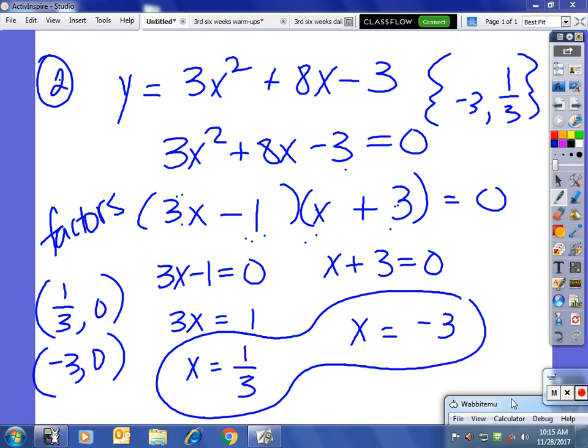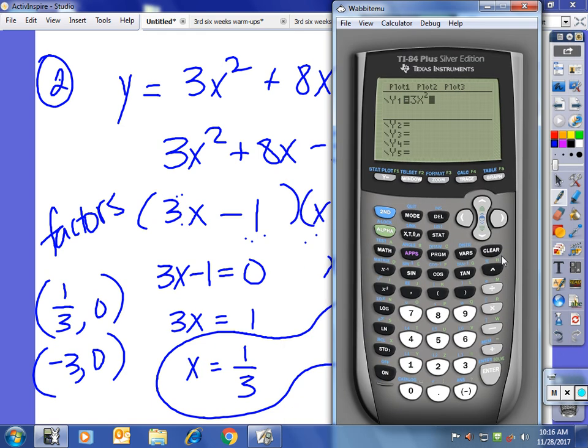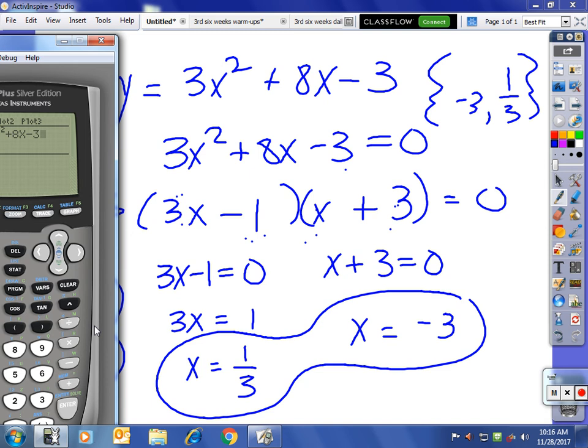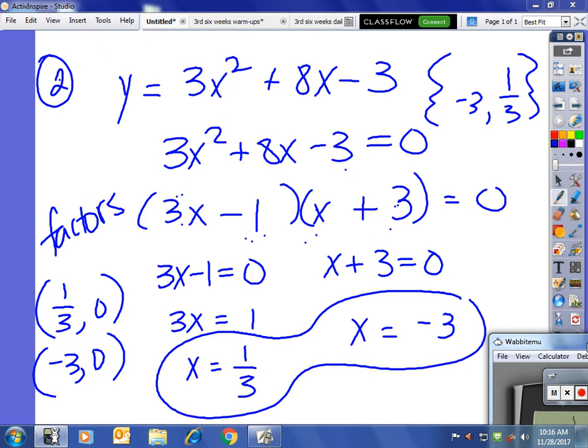And let's just look at it to verify. Y equals 3x squared plus 8x minus 3. And again, we said the answers were negative 3 and 1/3. So let's see if that looks correct. Does it look like negative 3 is where it's crossing? And this one is hard to tell from a picture, but 1/3 should be somewhere between 1 and 0. Does that look correct? Yes, and it is, because I know I factored it right.